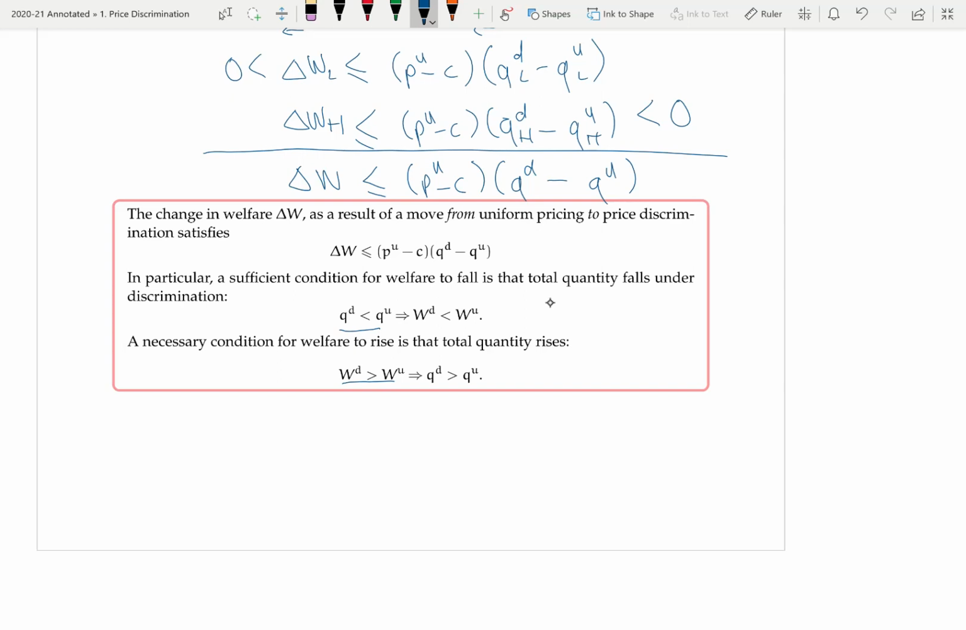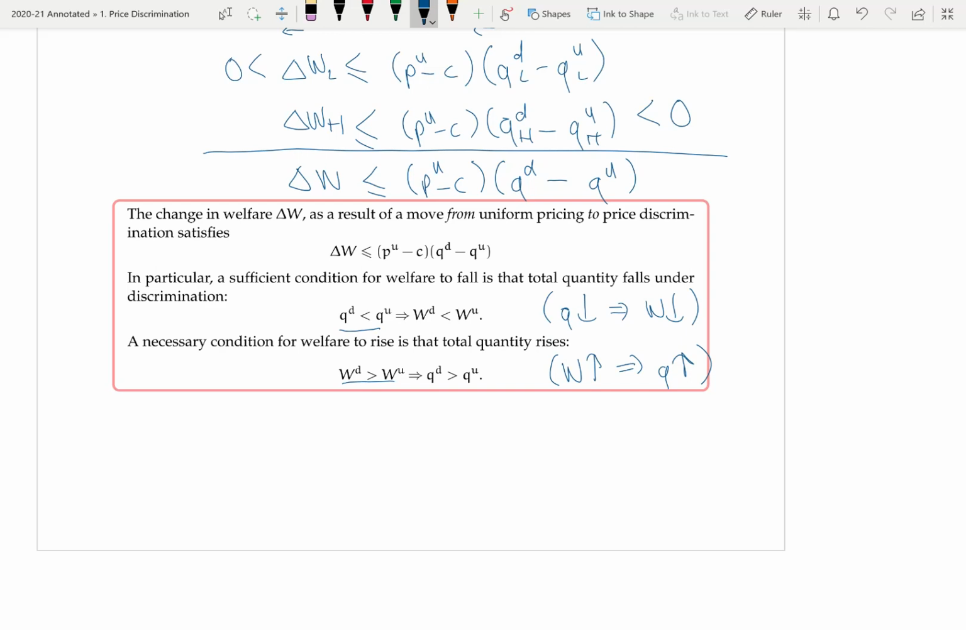So just to summarize all that, if the quantity goes down under third degree price discrimination, then welfare has to have gone down. If welfare has gone up, it must be that the quantity has gone up under third degree price discrimination. So why did we go through all that? Well, this inequality gives us a test for whether third degree price discrimination is a bad thing or a good thing for society.